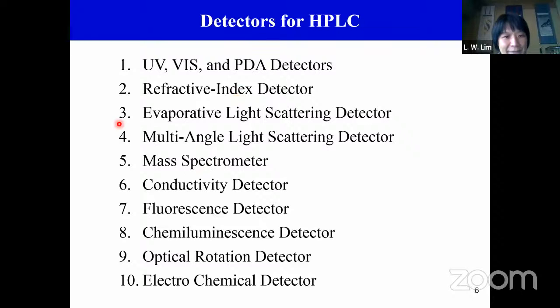The third type is evaporative light scattering. We usually use it for particles or anything that can scatter light when the light passes by the sample. Another one, which is quite similar, is the multi-angle light scattering detector. Then number 5, which is very expensive but very good.